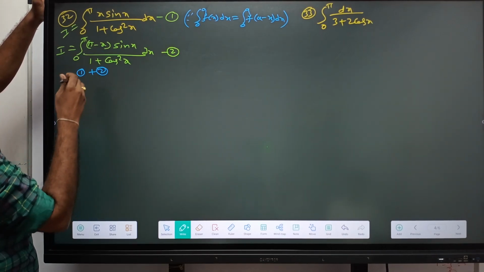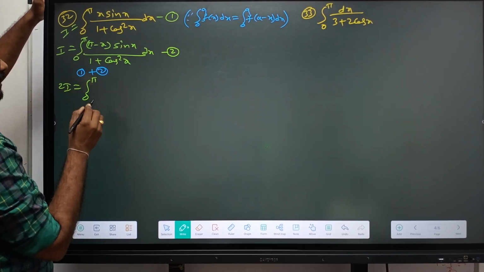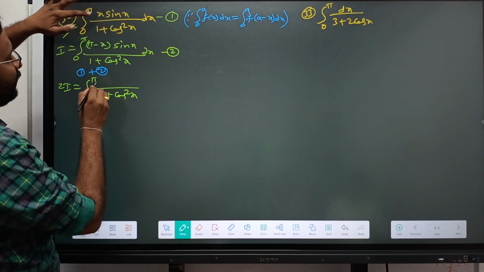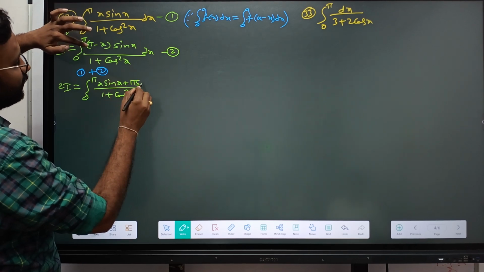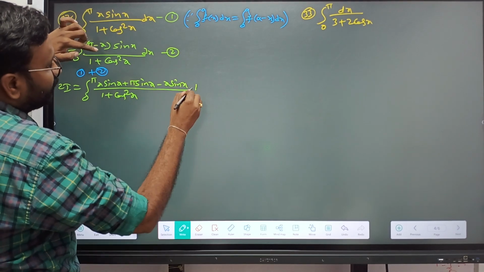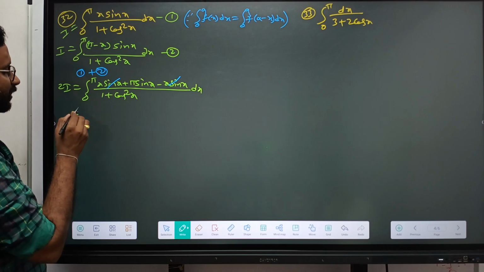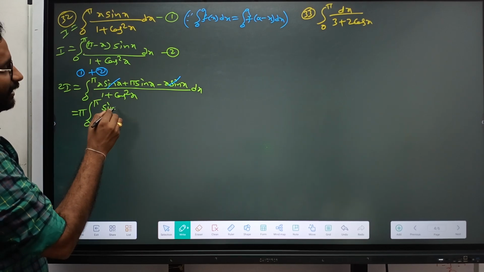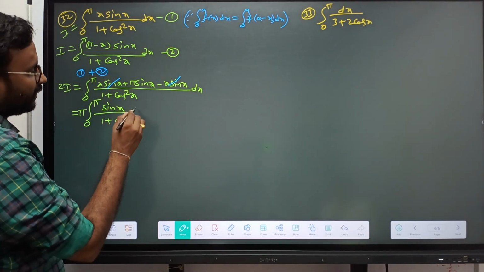Now 1 plus 2. Then what you will get? 2I is equal to integral 0 to pi. Denominator is the same, that is 1 plus cos square x. Numerator will be added, that is x sin x plus pi sin x minus x sin x dx. Okay? So this x sin x and minus x sin x cancel, remaining pi outside. Pi integral 0 to pi sin x by 1 plus cos square x dx.